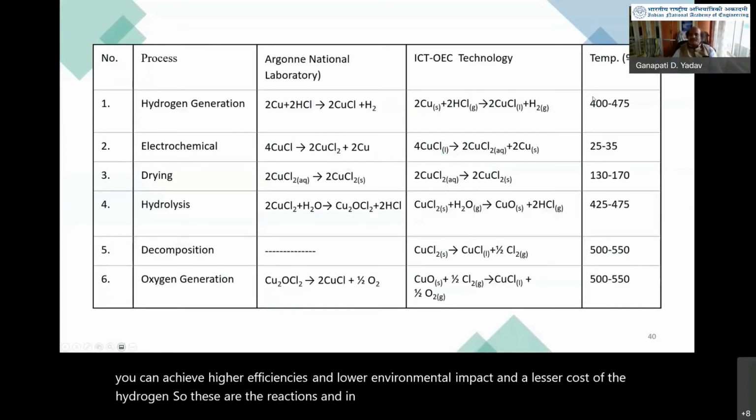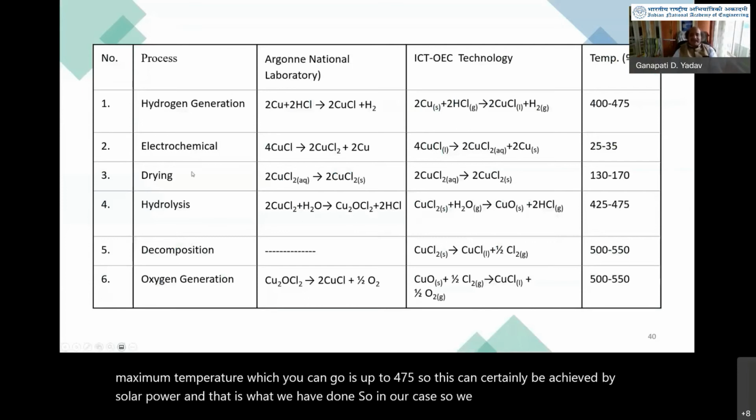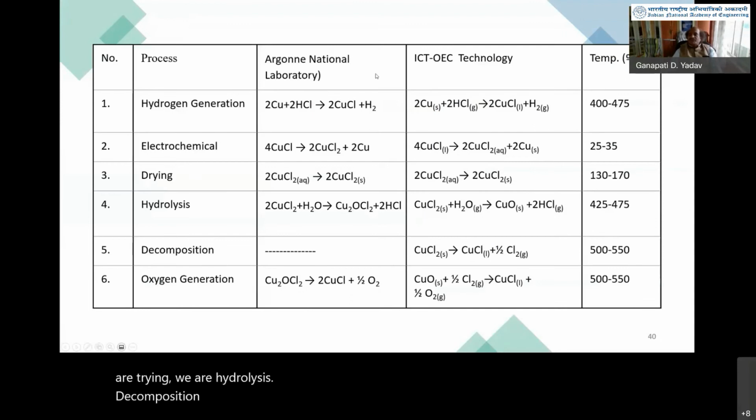And you can see the maximum temperature which you can go is up to 475. So this can certainly be achieved by solar power, and that is what we have done. So in our case, we have the electrochemical cell, drying, hydrolysis, decomposition, and oxygen generation. So this is a closed loop cycle. And we have this plant in ICT.